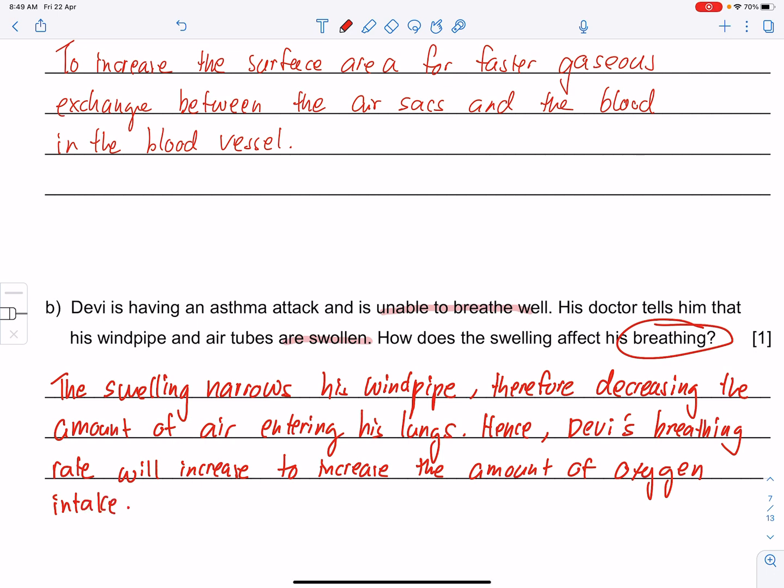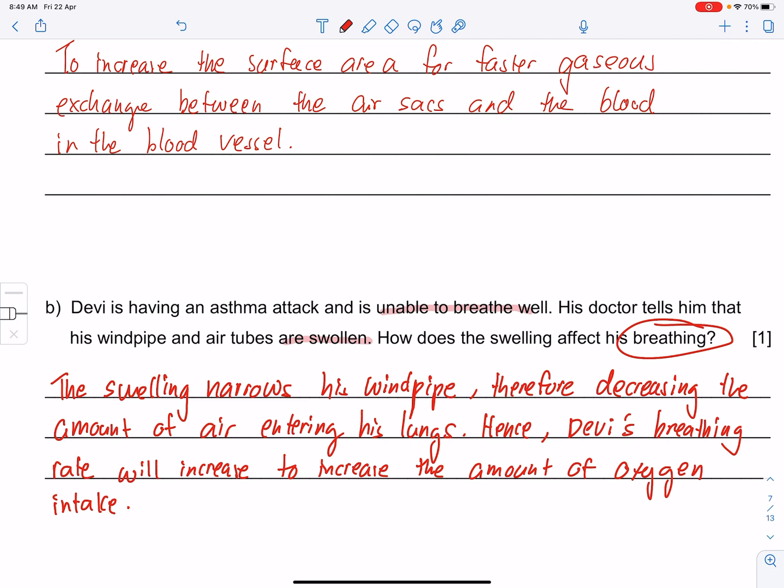Only then does it make sense. Think about it. Okay? So, first explain structurally what happens. Relate to the function. Windpipe gets swollen, narrows the passageway. Less air can enter. Not less oxygen, less air. So because less air also means less oxygen, how does his body compensate?